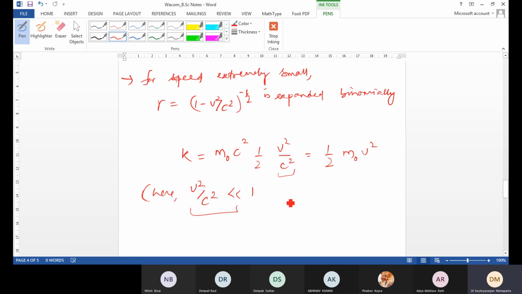Doesn't it look like half mv square, which you are already acquainted with? So the non-relativistic expression for kinetic energy of a particle having rest mass m naught moving with certain speed v is given as K equal to half mv square, which you already know. This is the classical expression. Is it clear?